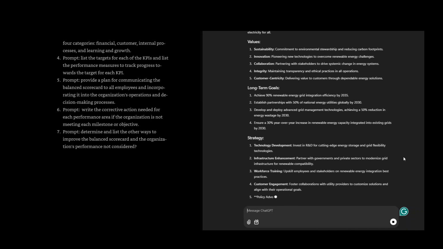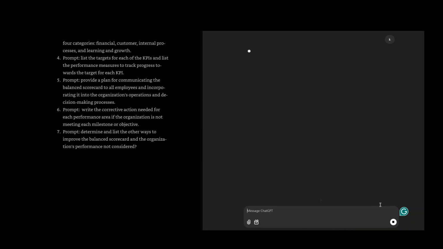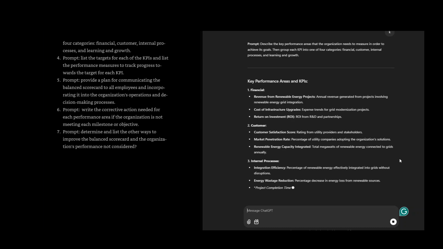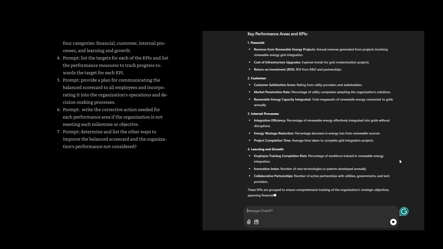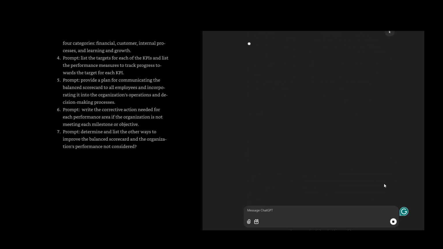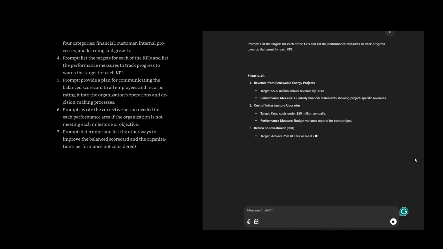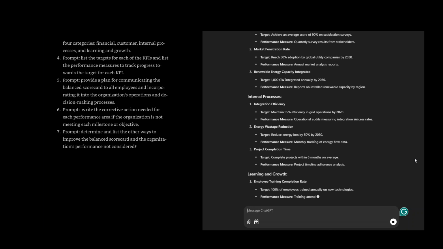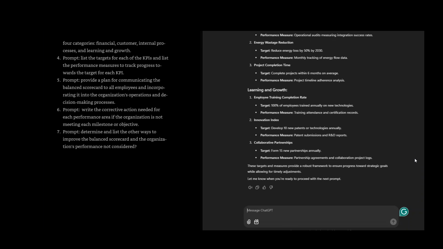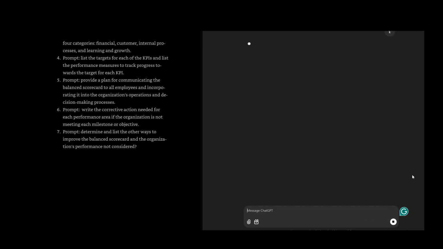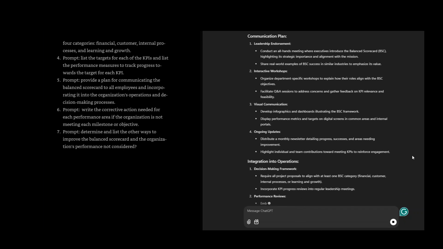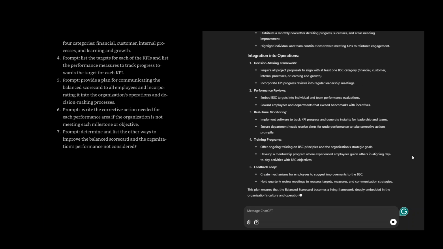3. List the targets for each of the KPIs and list the performance measures to track progress towards the target for each KPI. 4. Provide a plan for communicating the Balanced Scorecard to all employees and incorporating it into the organization's operations and decision-making processes. 5. Write the corrective action needed for each performance area if the organization is not meeting each milestone or objective. 6. Determine and list the other ways to improve the Balanced Scorecard and the organization's performance not considered.